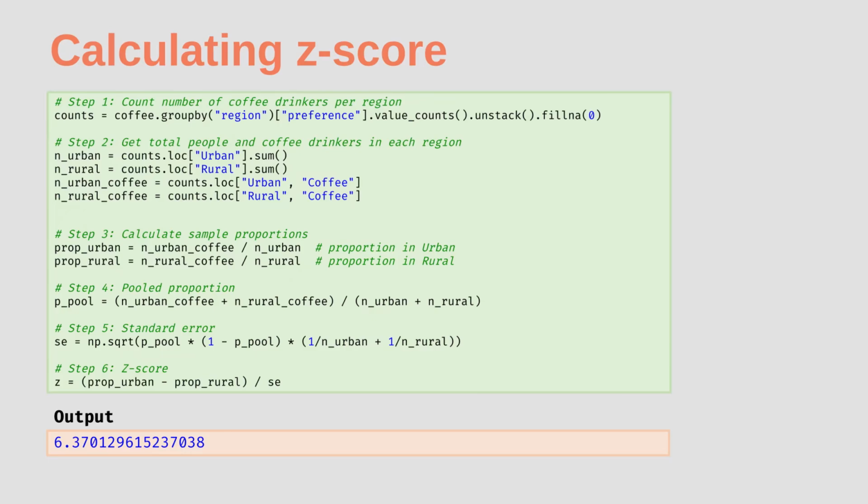Using those counts, we compute the sample proportions, that is the percentage of people in each region who prefer coffee. We stored them in prop_urban and prop_rural variables. We then calculate what's called a pooled proportion. This combines the data from both the groups under the assumption that the null hypothesis is true, that there is no difference between the regions. With the pooled proportion, we compute the standard error, which tells us how much variation we might expect between the two groups just by chance. Finally, we calculate the z-score.